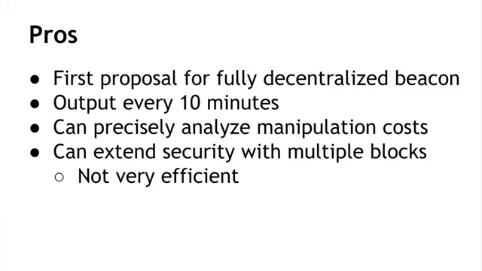So the advantages of this: it's somewhat remarkable that this is the first proposal that's really out there for a fully decentralized beacon, a beacon that has no central point of trust. And compared to some other processes, it's actually fairly fast. It's not going to output as often as, say, the NIST beacon, which is designed to output as often as possible. But about every 10 minutes, you'll get new output from the beacon. And it's also nice that we can precisely analyze what the manipulation costs are here. We have a fairly simple model, and we can price the cost of manipulating the random output and how many block rewards you'll have to sacrifice.